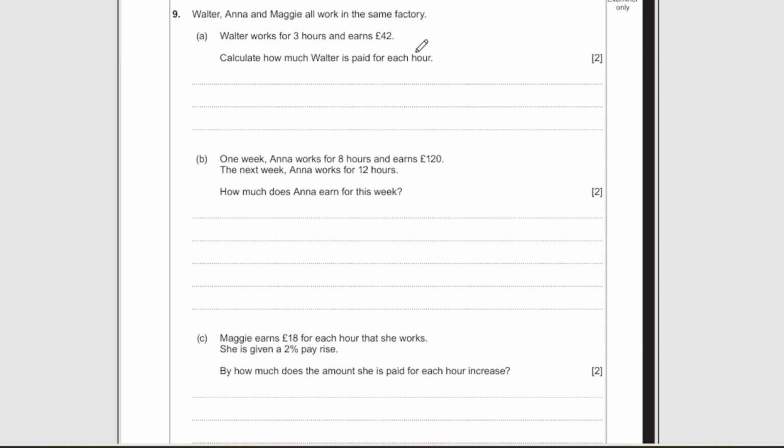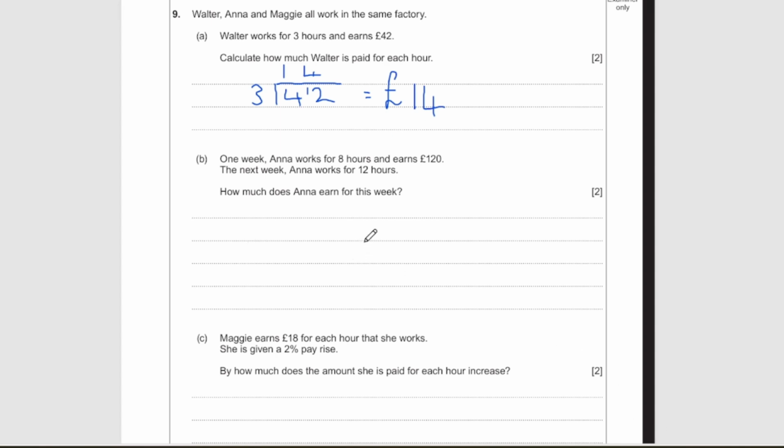Question 9. Walter, Anna and Maggie all work in the same factory. Walter works for 3 hours and earns £42. Calculate how much Walter is paid for each hour. So in total, he works 3 hours and gets £42. We need to divide. Let's use bus stop method. 42 divided by 3. So first of all, how many 3's go into 4? That would be 1. We have a remainder of 1. And how many 3's go into 12? That is 4. So £14.